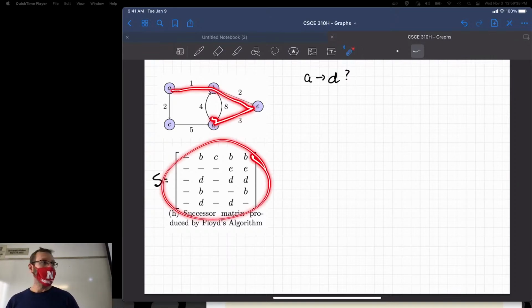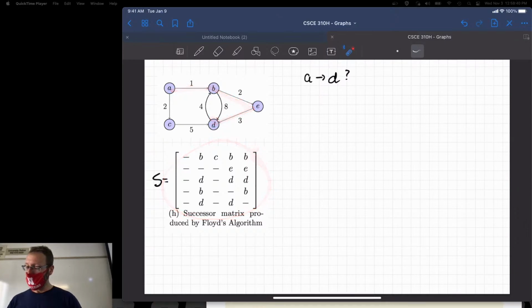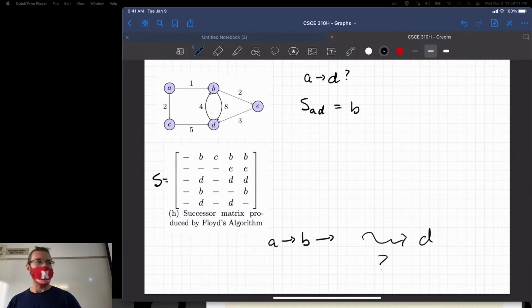How can I get that from just this matrix right here? I'm going to ask, what is the successor of going from A to D? Going from A to D, where do you go first? B. Right? So I know that in my path, I go to B first. So A to B. Now where do I want to go again? D. And this is my question mark here.